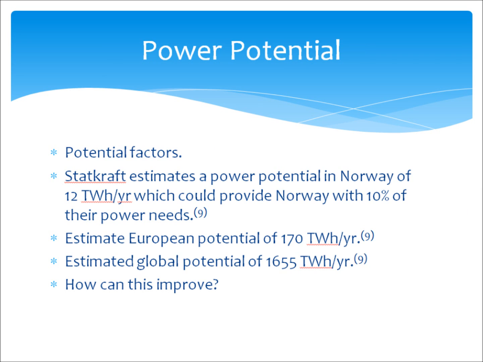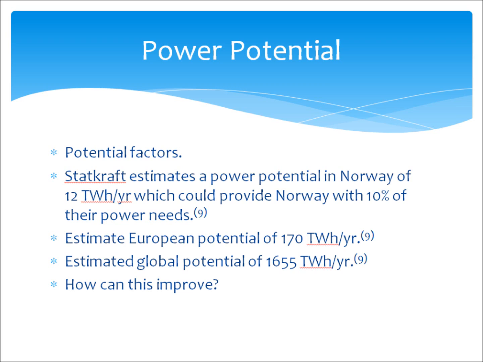Power potential. The power potential depends on the location, just like with most renewables. The amount of usable water that can be extracted from the river also limits how much power can be harnessed. This all depends on legal regulations and ecological stability. Seasonal water flow can also change the power output. Statkraft shows that the technical energy potential in Norway is around 12 terawatt-hours per year. This could provide Norway with 10% of its power needs.